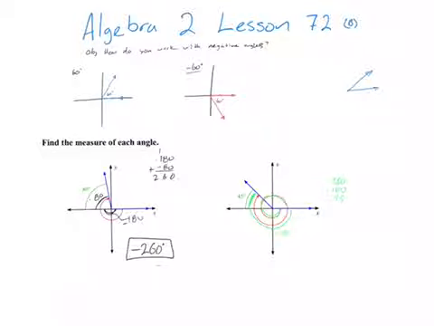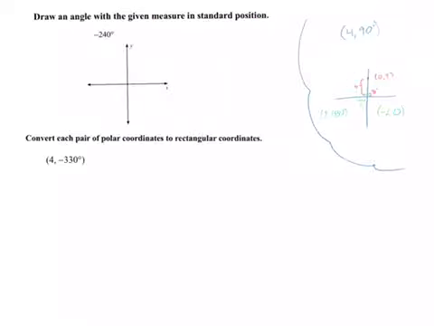360 plus 180 is 540, plus 45 is 585. I'm going to say negative 585 degrees. So that's that basic idea.